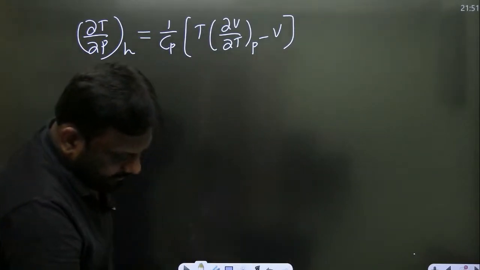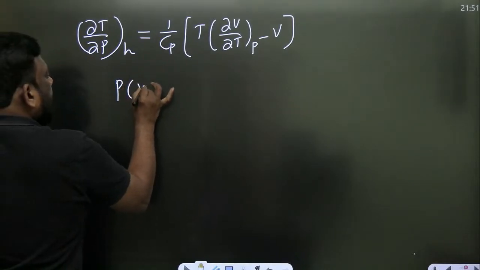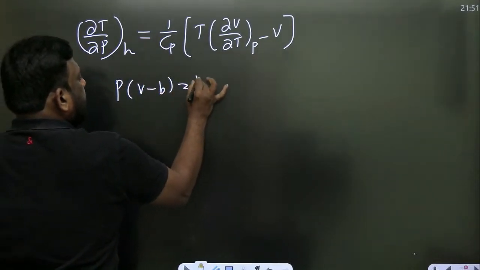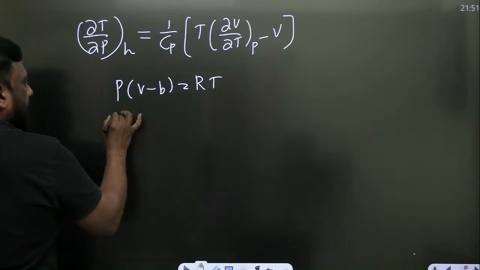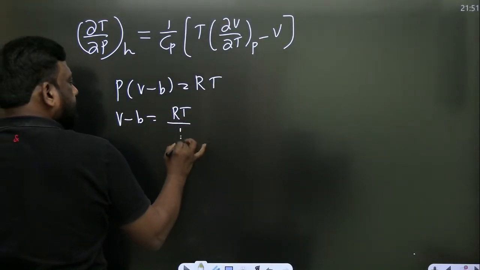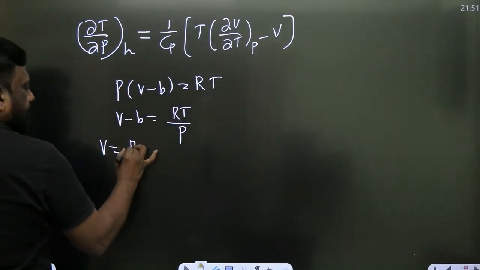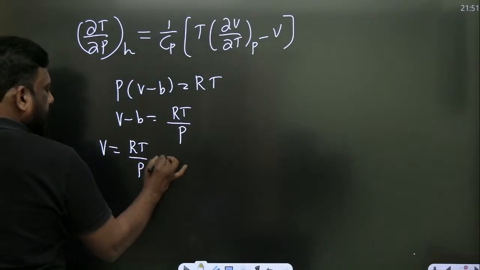चलो कोई बात नहीं. सुनो सर, P into V minus B is equal to RT दे रखा है. तो क्या मैं इसको ऐसे लिखूंगा सर? V minus B is equal to RT by P. बिल्कुल लिखेंगे सर. ये P को you can take, और V is equal to RT by P plus B.